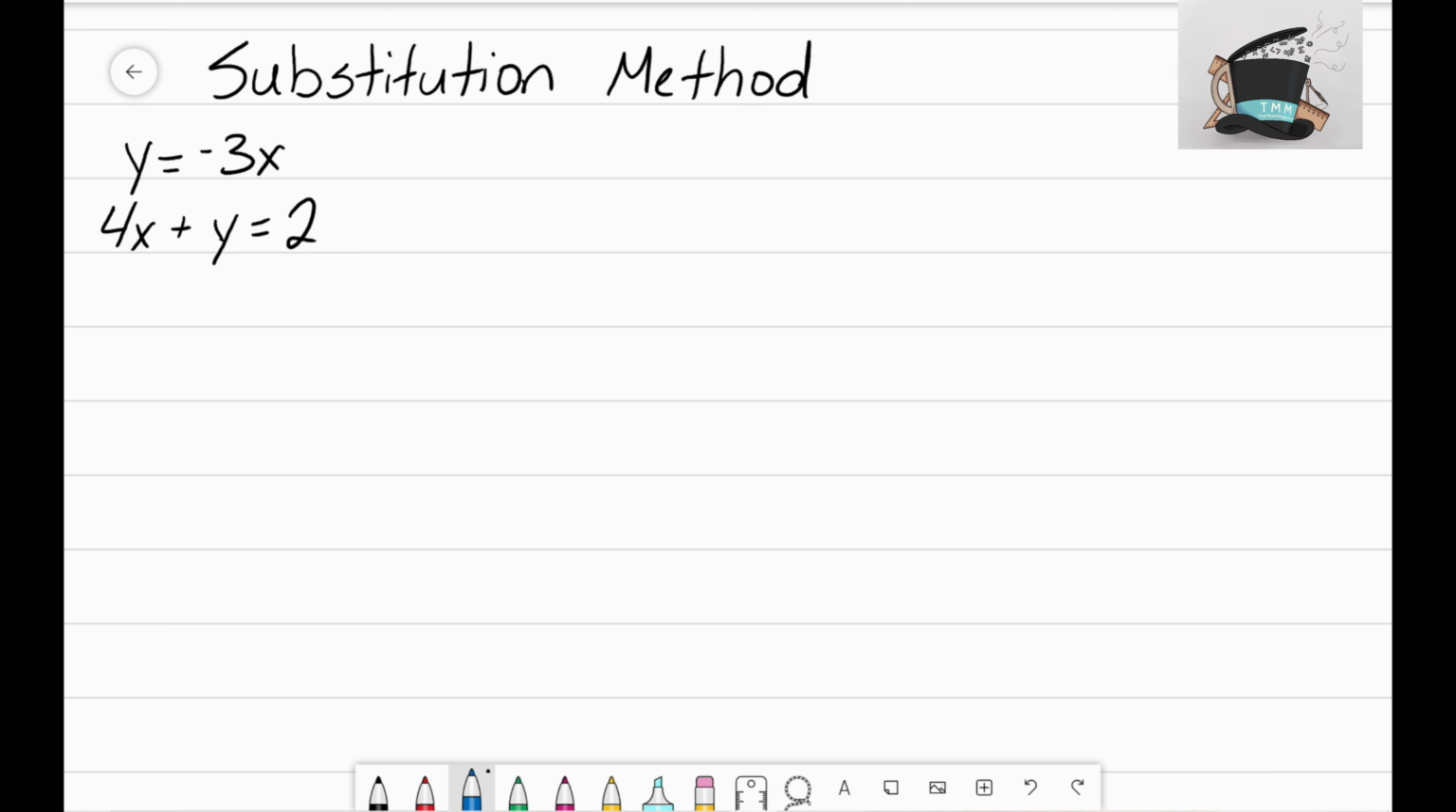Now, how to determine whether or not the substitution method is your best method of solving is by looking at your two equations. Since this top equation has a variable isolated, I see that my y is already all by itself, and that is your way of knowing that we want to use the substitution method. I'm going to write that out as a little note here. When you have a variable isolated, that's how you know you want to use substitution method, because it'll make solving it a lot easier.